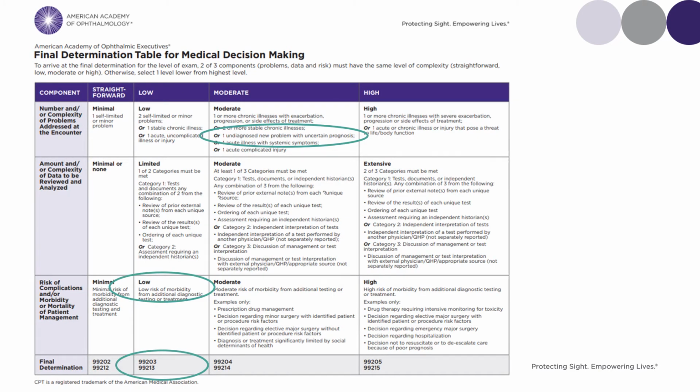And here's how it would look on the final determination table. So the problem would be one undiagnosed new problem with uncertain prognosis at that moderate level, but the risk of complications would be considered low. So the overall MDM would be the level 3, 99203.